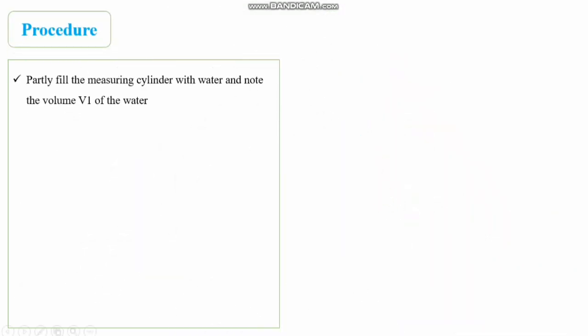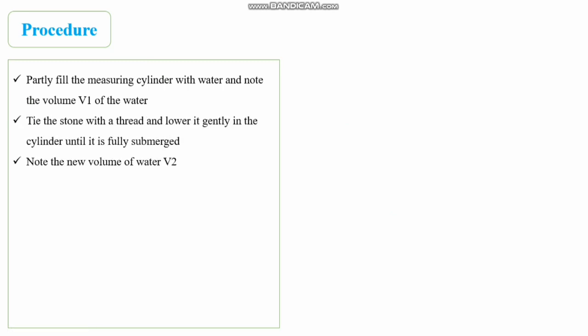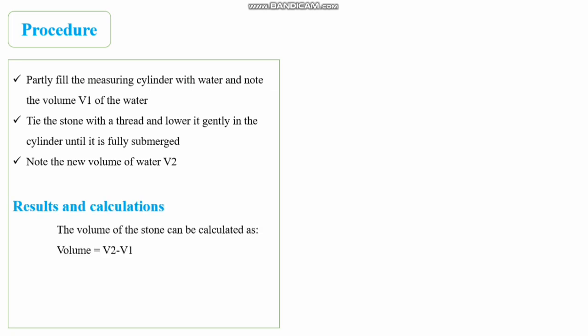So the procedure is to partly fill the measuring cylinder with water and note the volume 1. Tie the stone with a thread and lower it gently into the cylinder until it is fully submerged. Note the new reading of water. Volume 2 is the volume of water and the stone, but volume 1 is just the volume of water before you immerse the stone. So the volume of the stone can be calculated as volume 2 minus volume 1. Remember, volume 2 is the volume of water and the stone, and volume 1 is the volume of the water only.